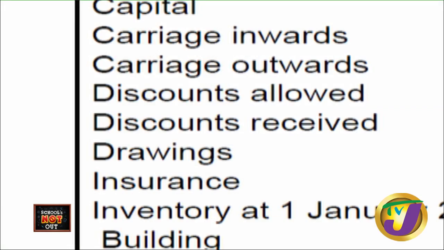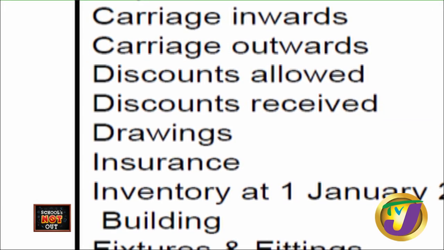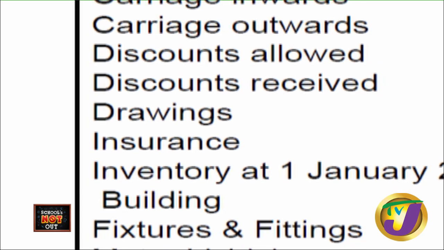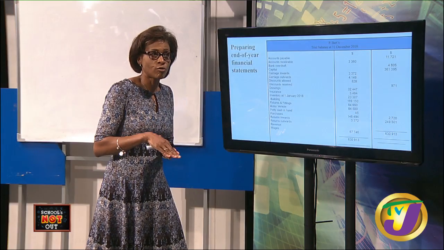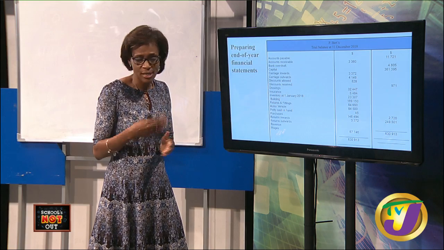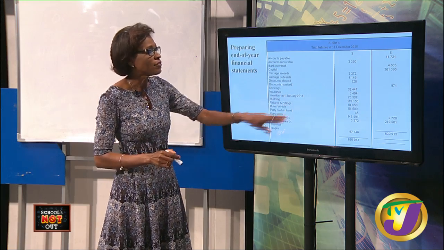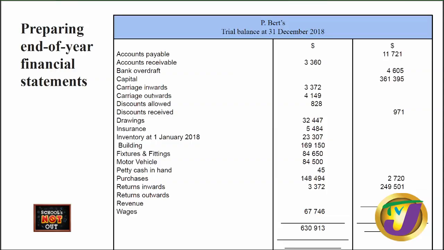We have our drawings, which the sole proprietor takes out. Drawings refer to anything that the sole proprietor takes out of the business for personal use. This is also an item which reduces the proprietor's investment in the business. We have our insurance, which is an expense. We have our inventory, which is goods left over from trading that were not sold during that period. So all of these we have to account for.